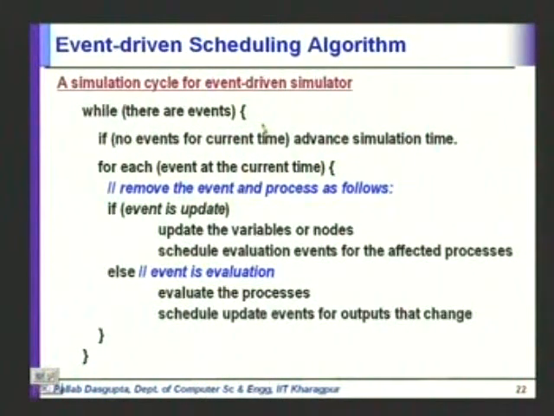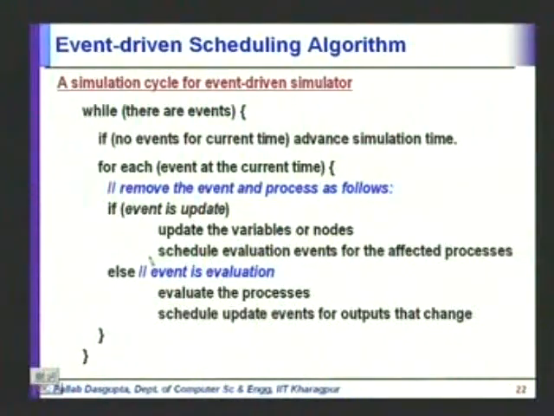While there are events, so as long as there are events, we will loop in this while loop. If no events are there for the current time, then advance simulation time. And then for each event at the current time, remove the event from the event queue and process as follows. If the event is update, then update the variables or nodes and schedule evaluation events for the affected processes. So this is what we understood by the update events, that they update the variable values and then schedule the evaluation of all the affected processes. Affected processes means those that are in the current fan out of that.